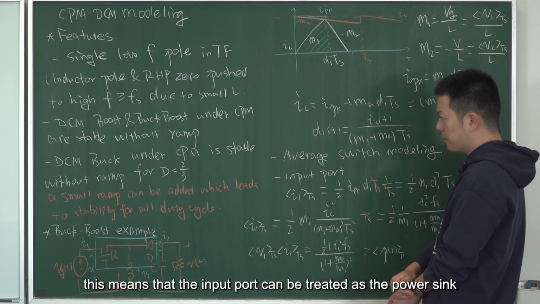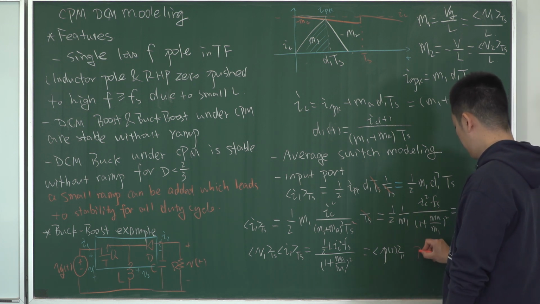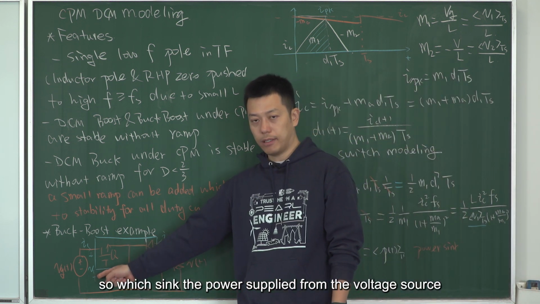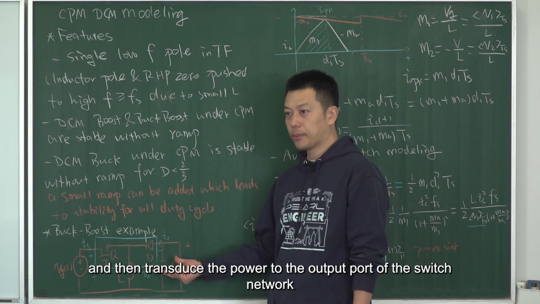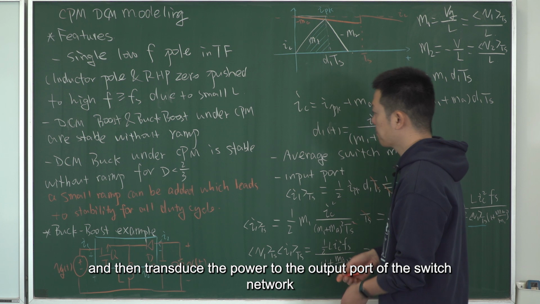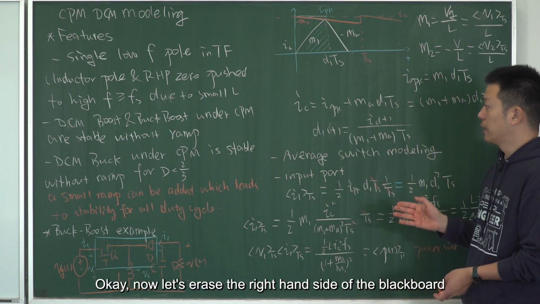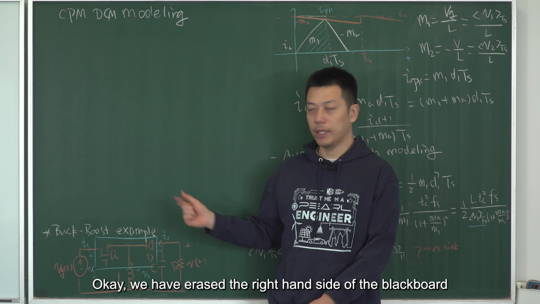This means that the input port can be treated as a power sink. So the sink takes the power supplied from the voltage source and then transduces the power to the output port of the switch network. Okay, now let's erase the right-hand side of the blackboard. Okay, we have erased the right-hand side of the blackboard.